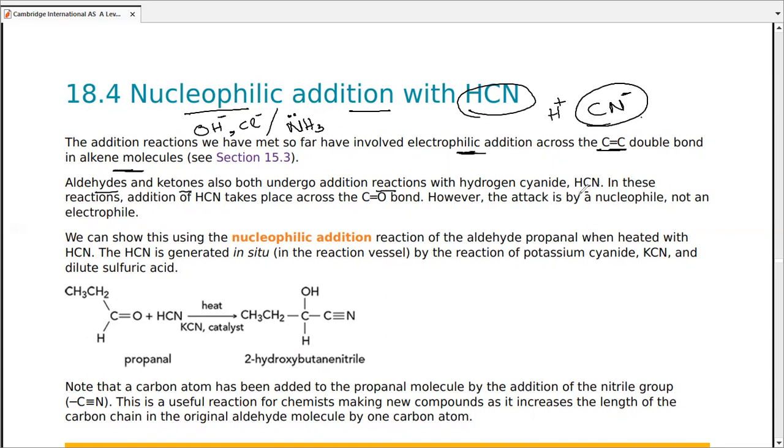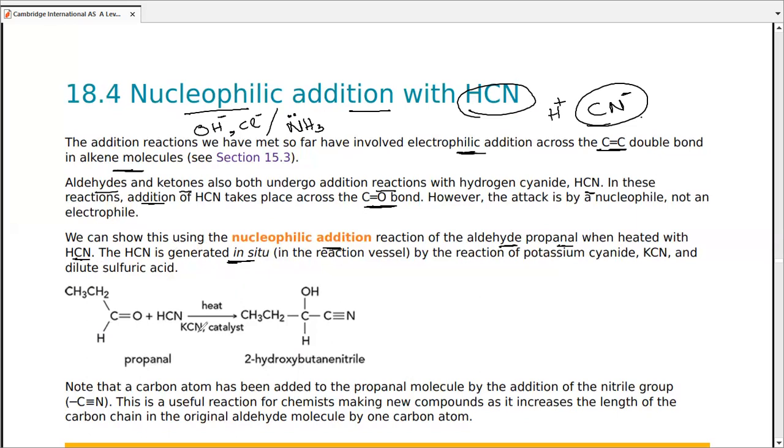And that nucleophile is then going to carry out some addition reactions across the C=O bond. Since we have the carbonyl group present over here, that nucleophile is going to attack it, and that is going to go for an addition reaction. Now, in this nucleophilic addition reaction, what happens is that the aldehyde propanal is heated with HCN. The HCN is generated in situ, which means HCN may be the reactant, but HCN is not the reagent.